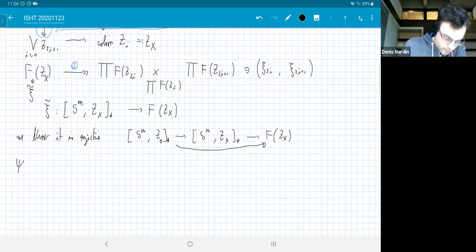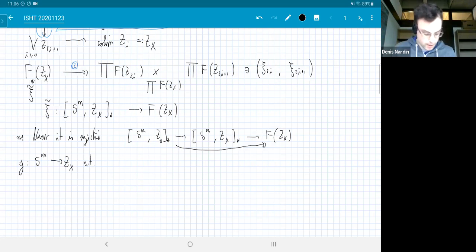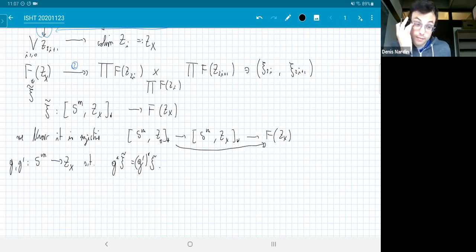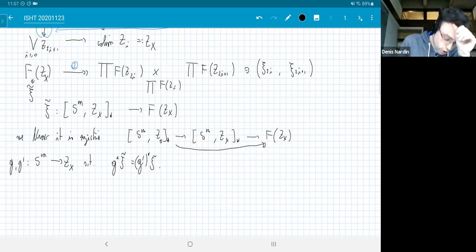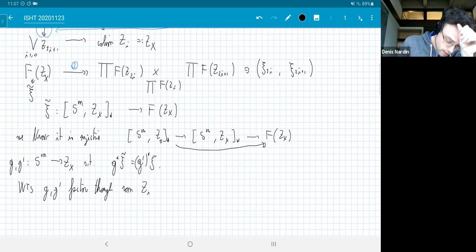So let's take G from SM to ZX, and G prime, such that G upper star of Psi tilde is the same as G prime upper star of Psi tilde. And I want to show that G prime factors through some Zi.